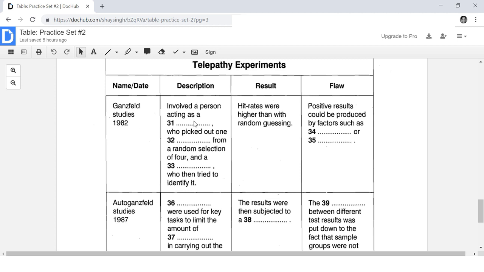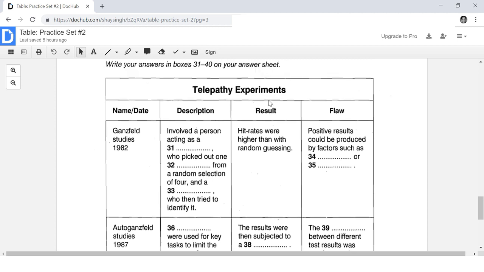Next, we have to give some sort of a description related to this name and date, talk about the result and then the flaw. The result and the flaw, we're referring to experiments. The description of the experiment, when it was conducted, by whom it was conducted, what was the result of that experiment, and what were the flaws. So let's start off by first marking our keywords.